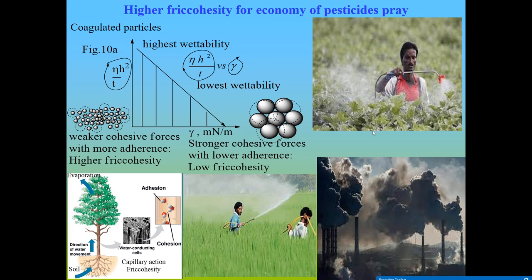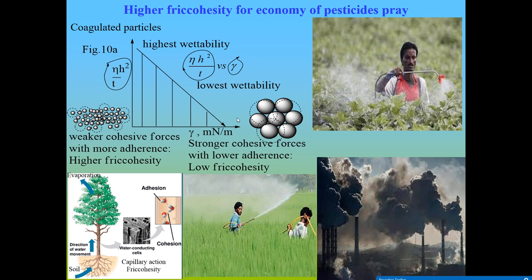And this also applies to pesticides, because farmers do not know the science, but if they increase the frequency of the pesticide solution, if you have this graph, and this is the wettability. If this is the surface tension, with higher surface tension, coagulated large-size particles have the highest surface tension and almost nil wettability. And if you take these coagulated particles, what happens? A larger amount of pesticide is spread on a smaller area of the crop.